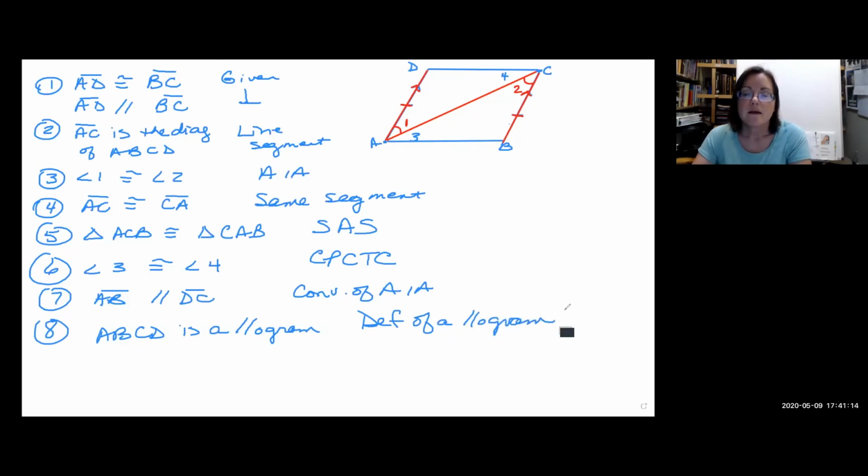And if we were trying to prove that the opposite sides of a parallelogram were congruent to each other, well, we've got that covered by CPCTC as well. So all of those properties of a parallelogram have been proven by these 2 theorems.